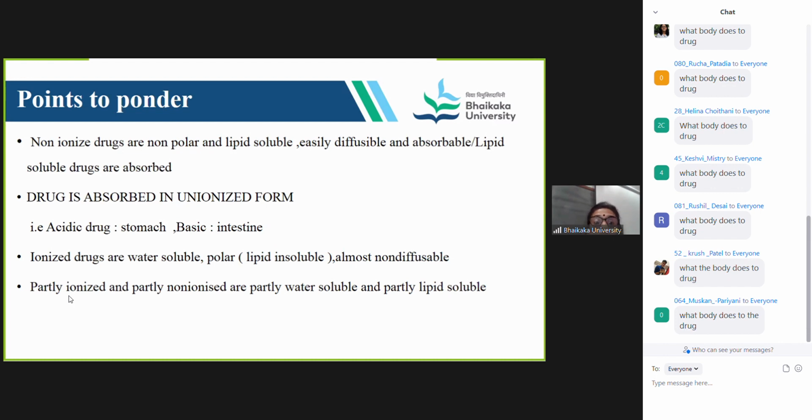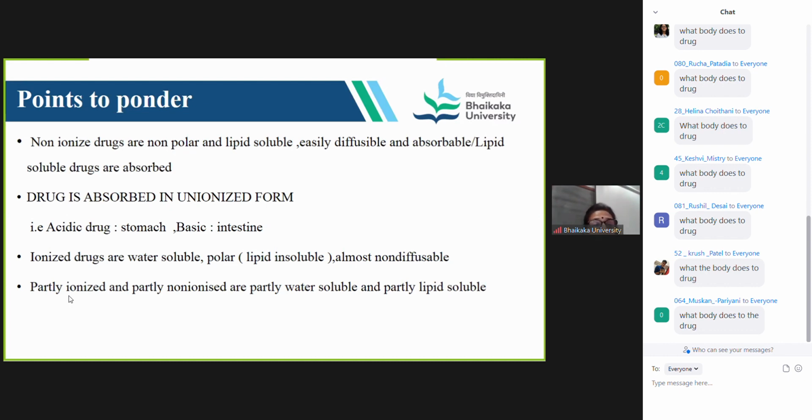Ionized drugs are water soluble. The term used here is polar, and they are almost non-diffusible. They will transport through the pores also. I will tell you the implication. Usually these ionized or water soluble drugs, if given orally, are very difficult to absorb through the pores. So they have to be given in injectable form, which will go directly into the blood.